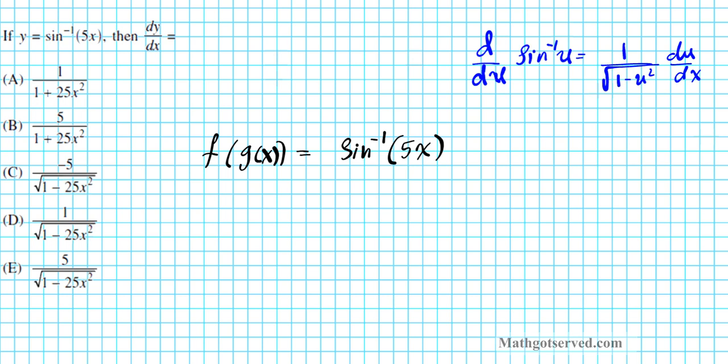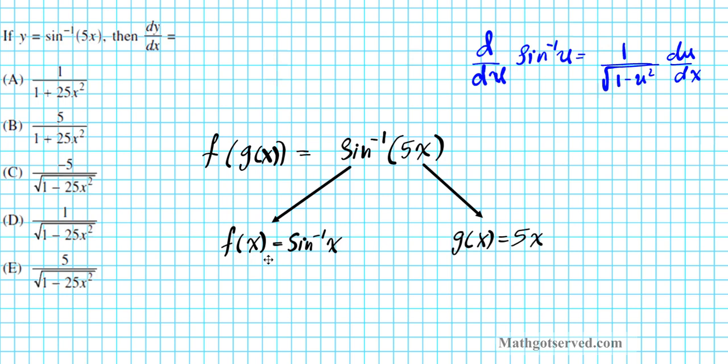So let's take out the outer function f. So f of x is what? What is f of x? f of x is the inverse sine of x. Okay, that leaves us with the inner function. This one's pretty straightforward since you just have two functions. The inner function is g of x. g of x is 5x.